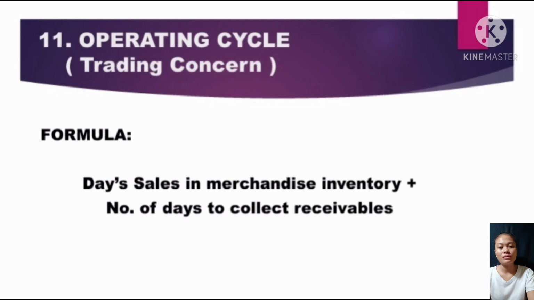Operating cycle in a trading concern. The formula is days sales in merchandise inventory plus number of days to collect receivables. The operating cycle measures the length of time in order to convert cash to inventory to receivables and back to cash.